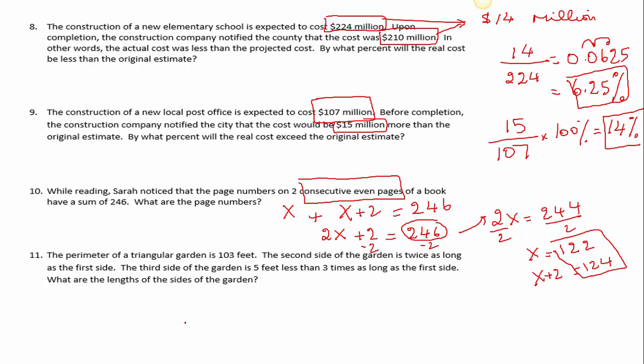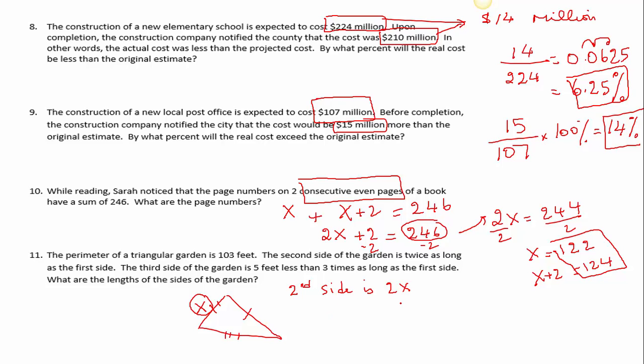The perimeter of a triangular garden is 103 feet. So perimeter, this is a triangular garden. The sum of this side plus this side plus this side is 103. That's the perimeter, the sum of the three sides. Now the second side of the garden is twice as long as the first. So the second side is 2x, assuming that x is the length of the first side. So let's assume this is x, the length of the first side.